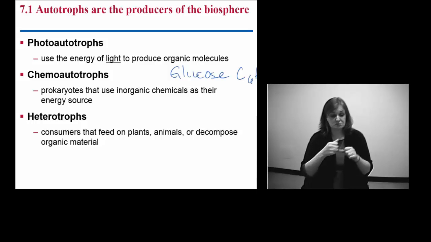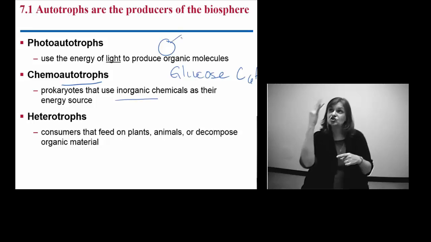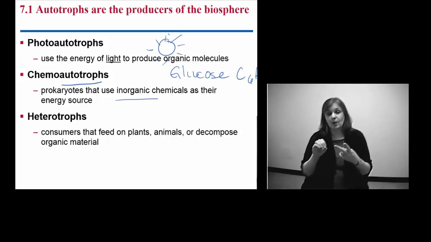Chemoautotrophs, on the other hand, are still making their own food because they're autotrophs, but the chemo part of it indicates that they're actually going to use inorganic chemicals as their energy source. So in our light energy with our photoautotrophs, we talk about the sunshine as being our source of energy. But when we look at chemoautotrophs, we can actually look at inorganic chemicals as their source of energy. Where might you find organisms like this?